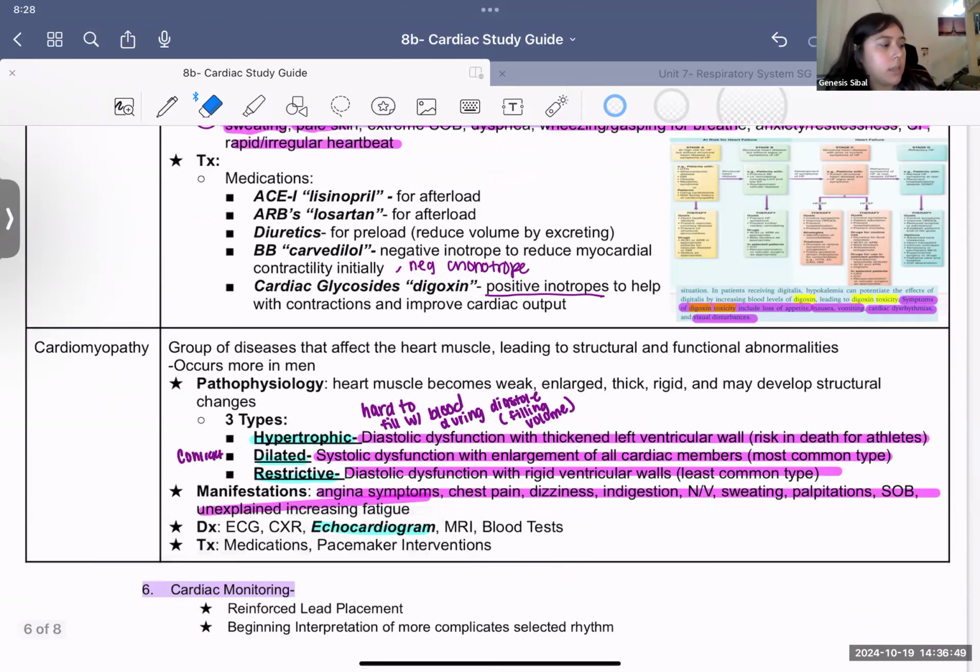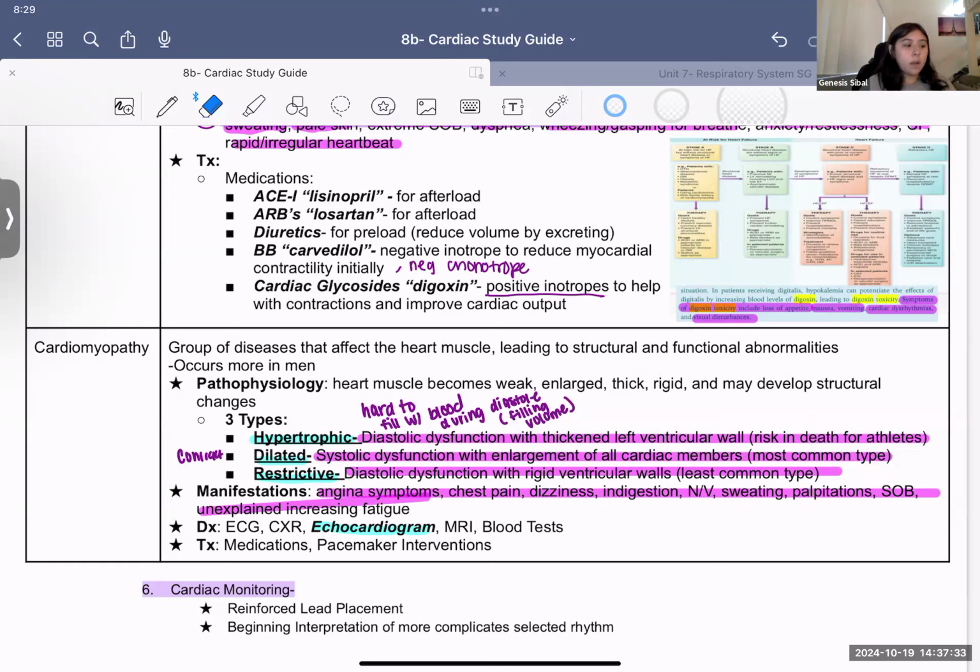So treatments, medications. So lisinopril for afterload, ARBs, losartan for afterload, and then diuretics for preload. To explain that, afterload means the pressure that the heart has to overcome to pump this blood out, right? So I would just think about it like, those ACE inhibitors and ARBs reduce blood pressure. And with diuretics, we're talking about preload, because preload has to do with the volume of what's happening. So you can reduce the volume by excreting out all of that volume, because diuretics get rid of your volume. So you reduce the volume, so that's why it's for preload.